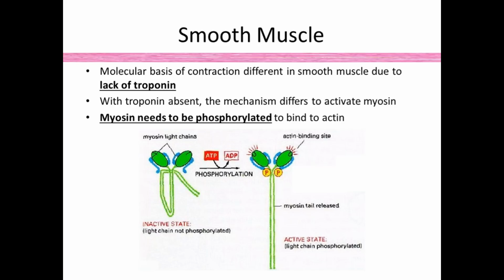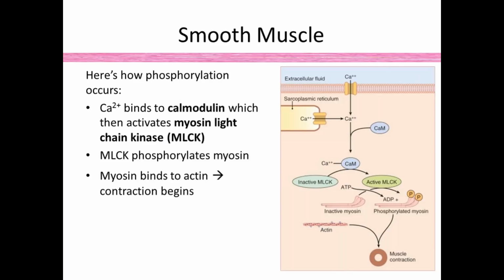Unlike when it's phosphorylated, then we actually have a properly elongated myosin with the heads at the top. So this phosphorylation is the key to getting myosin to interact with actin and to allow the contraction to occur in the case of smooth muscle. So now we'll ask, how does this happen? What does it depend on? It still depends on calcium.